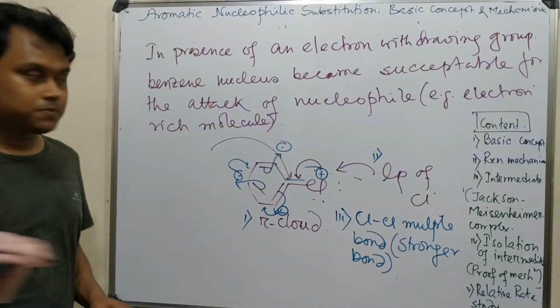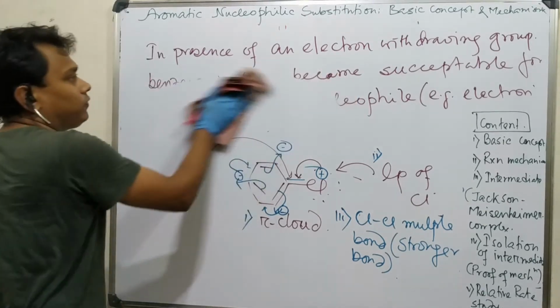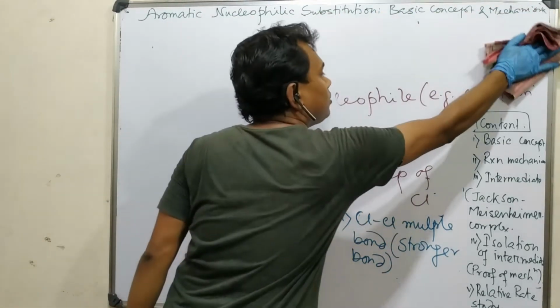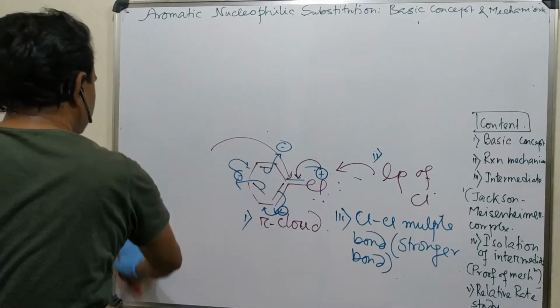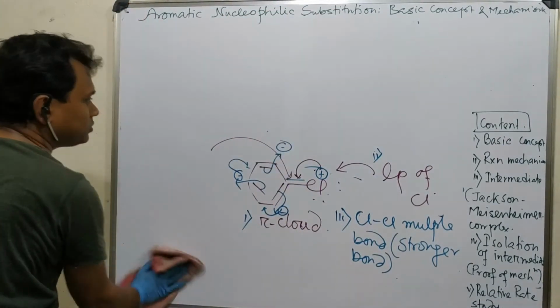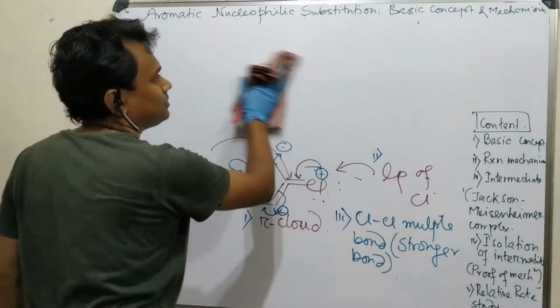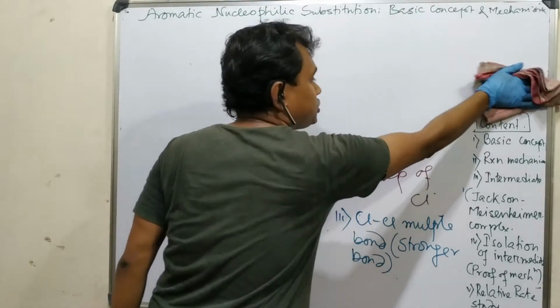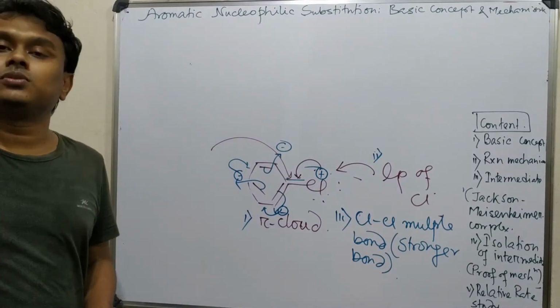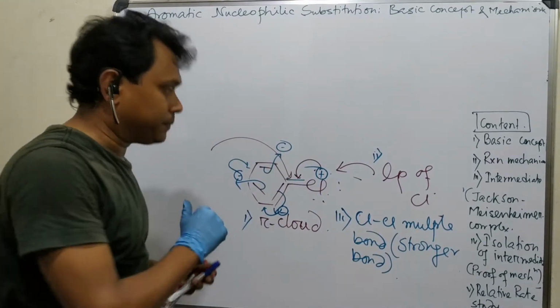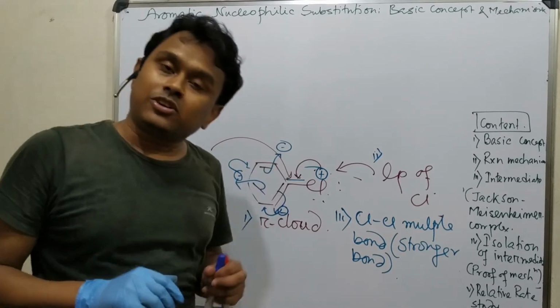How to solve this problem? By introduction of an electron withdrawing group. Why? Because an electron withdrawing group introduces electron deficiency, and that electron deficiency facilitates the attack by an electron rich molecule. Okay, got it? I repeat. This is an electron rich molecule.